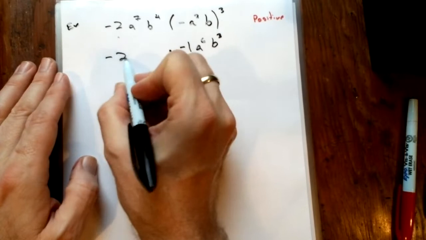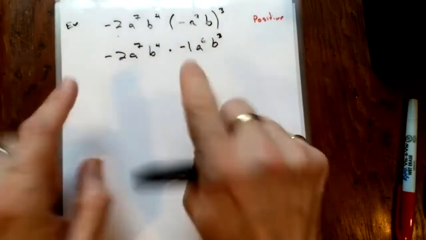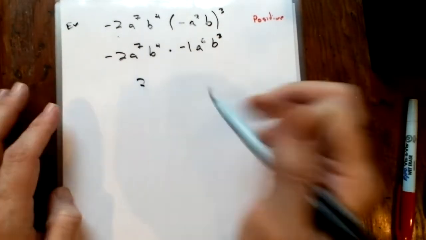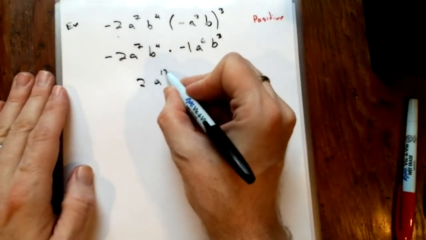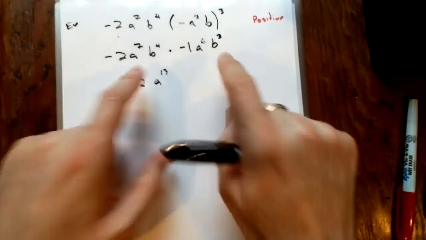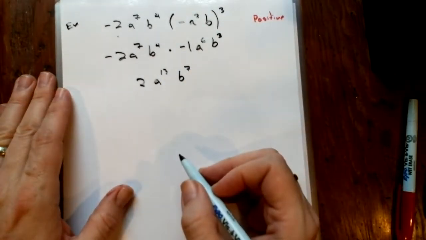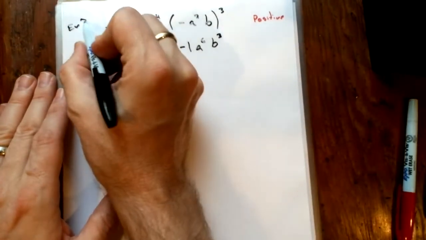Now I'll have negative 2 a to the 7th, b to the 4th. I'll multiply my two coefficients here. That would be just positive 2. A to the 7th times a to the 6th will be a to the 13th. B to the 4th times b cubed will be b to the 7th. That was example 2.